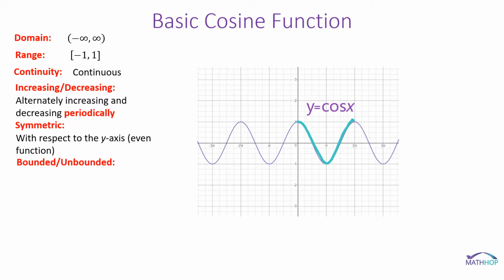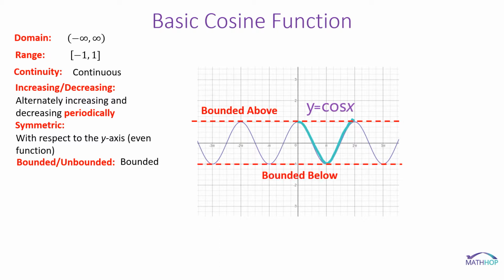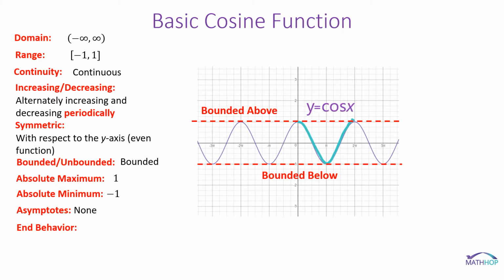Is it bounded or unbounded? Well, it does not go off to infinity anywhere. It is pretty clearly bounded, just like our sine function was, bounded above and bounded below. The absolute maximum is 1. The absolute minimum is -1. There are no asymptotes, just like there were none in the sine function. And if we talk about the end behavior, or the limit as x approaches positive and negative infinity, just like sine, the limit of cosine does not exist because it oscillates between 1 and -1.